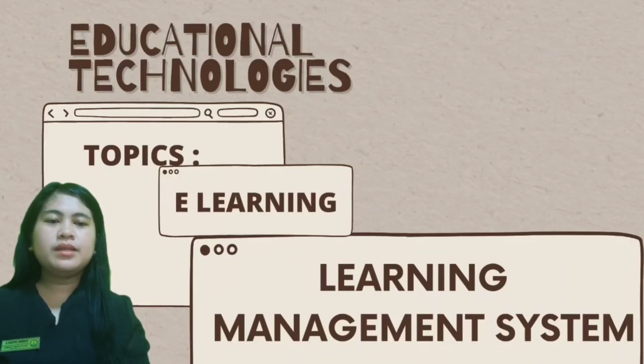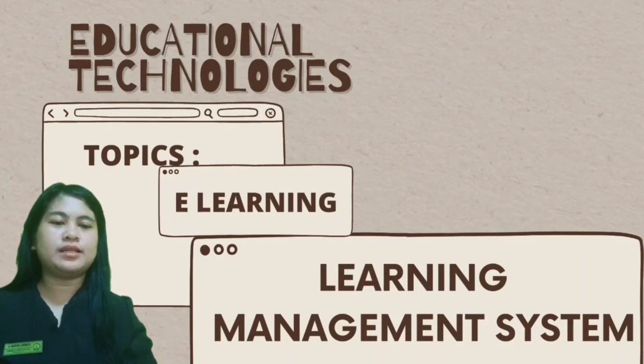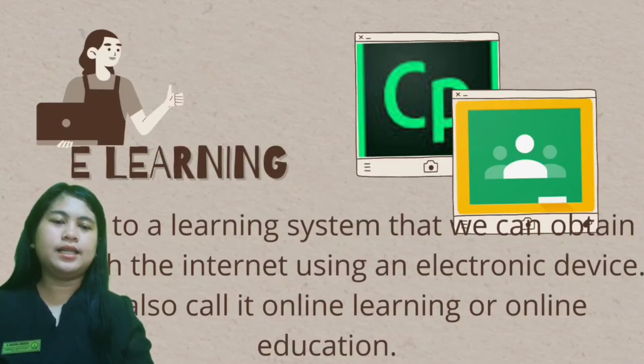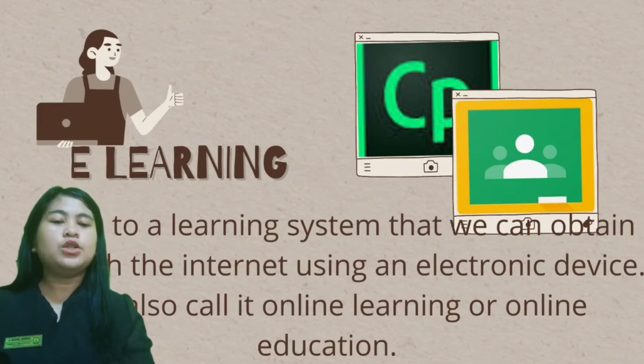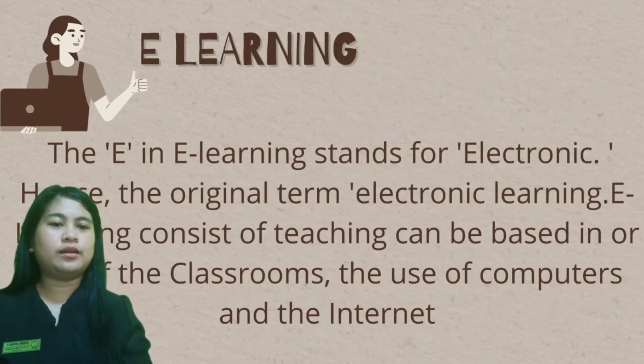Today, we will be talking about educational technologies in terms of e-learning and learning management system. So now, let's define what is an e-learning. It refers to a learning system that we can obtain through the internet using an electronic device. We call it online learning or online education. The e-learning stands for electronic. Hence, the original term of it is electronic learning.